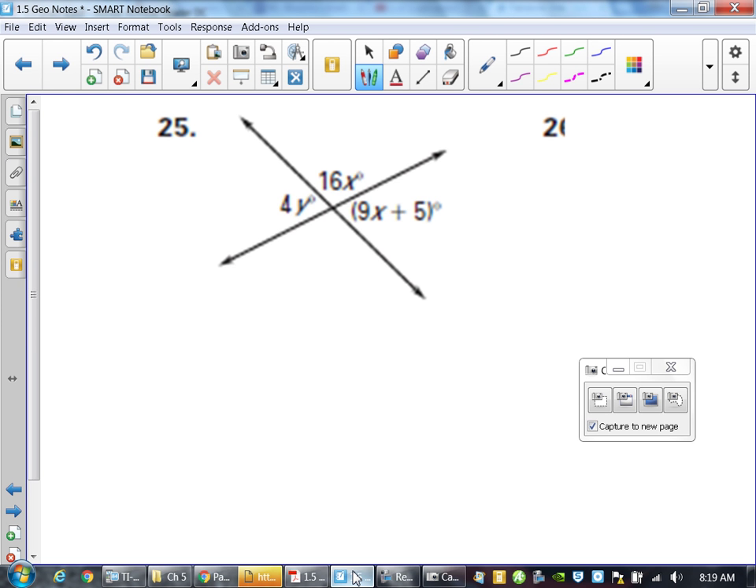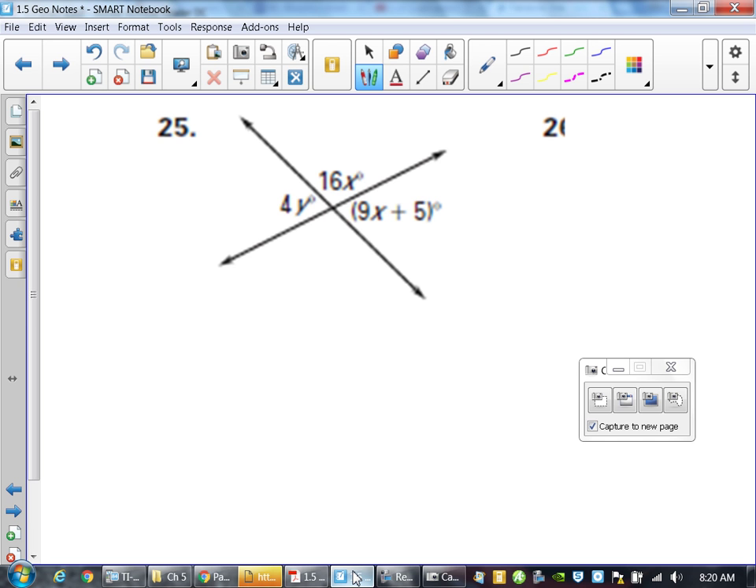So, if I look at that 4y and then 9x plus 5, does everybody agree that those are vertical angles? Yes. So they have to be equal to each other. But can I set a 4y equal to a 9x plus 5? No, I can't solve for two different variables at the same time. So I have to then solve for what first? x. What's the relationship with the x angles?